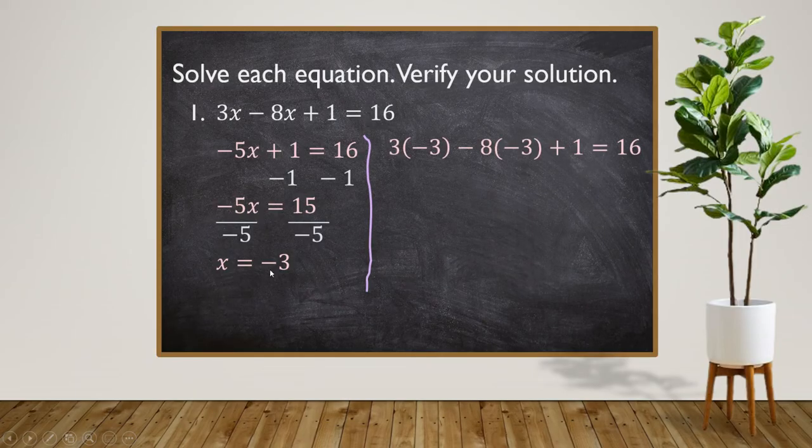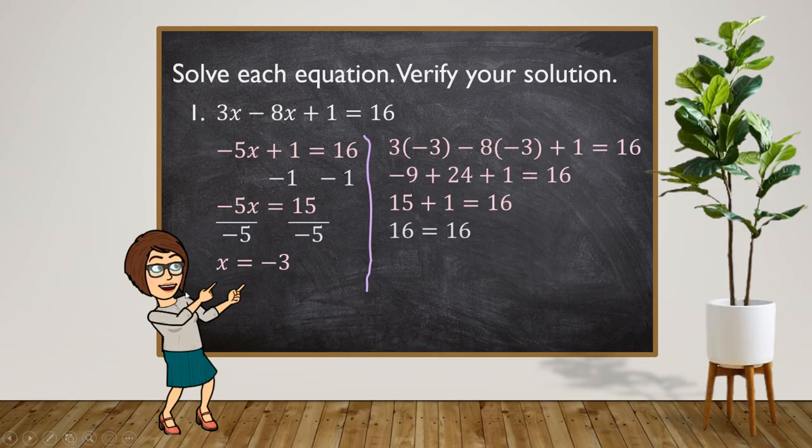Now verifying, I go back up to my original equation, and at both places where there's an x, I replace those with negative 3. 3 times negative 3 gives us negative 9, and then minus 8 times negative 3, it's like a negative times a negative, gives us positive 24, and then adding negative 9 plus 24 gives us 15. 15 plus 1 gives us 16. So we did get a true statement, and that verifies our solution.